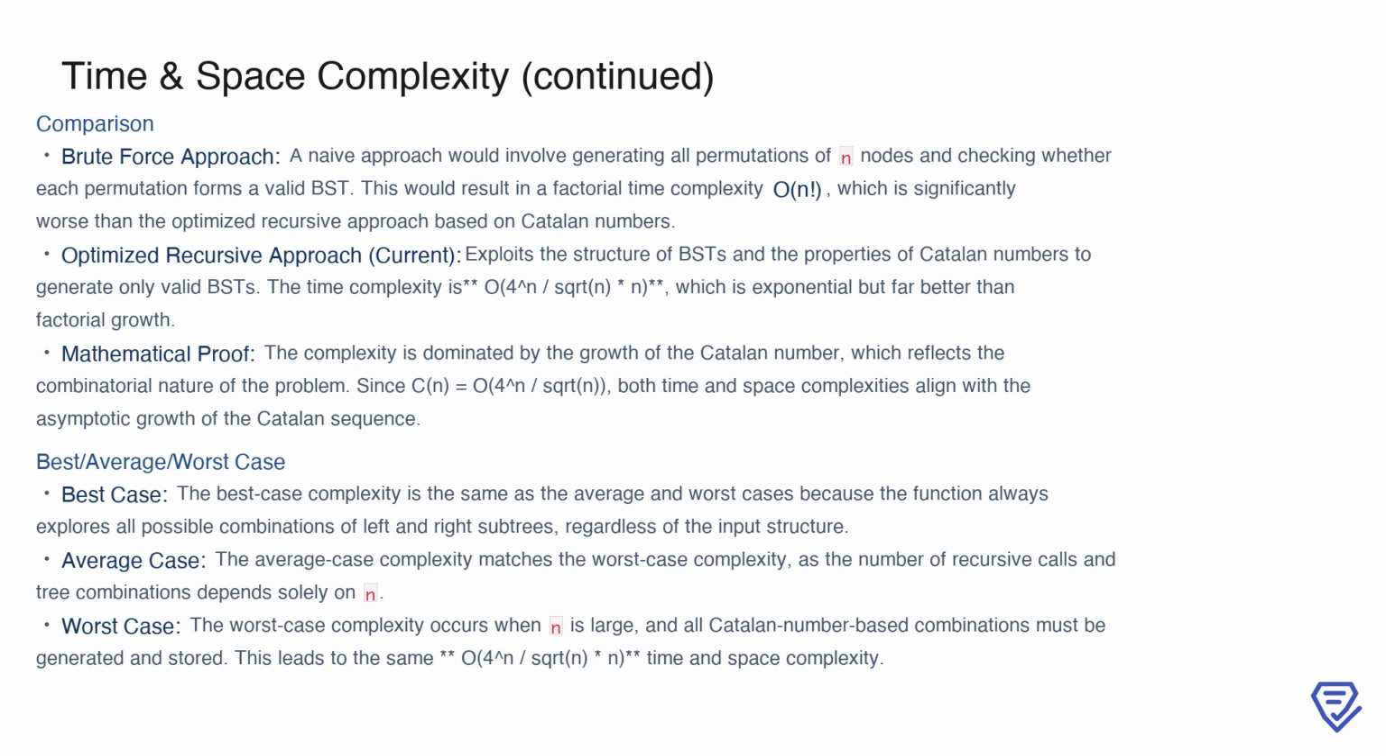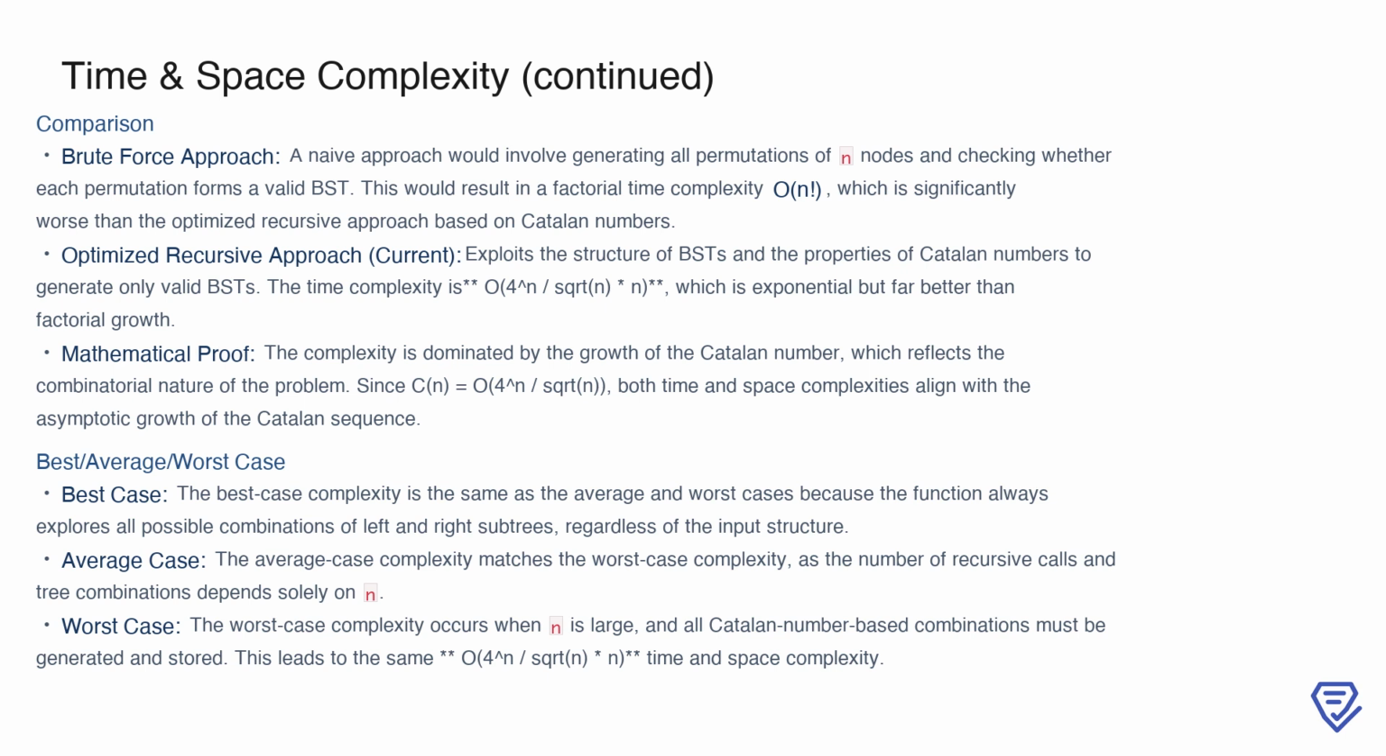The key reason for this improvement lies in the combinatorial nature of the problem, where the number of valid BSTs is directly tied to the Catalan sequence. In terms of best, average, and worst-case scenarios, the complexity remains the same across all cases.